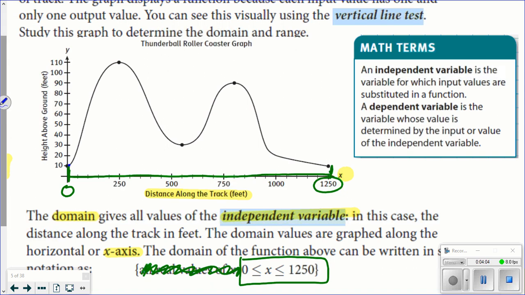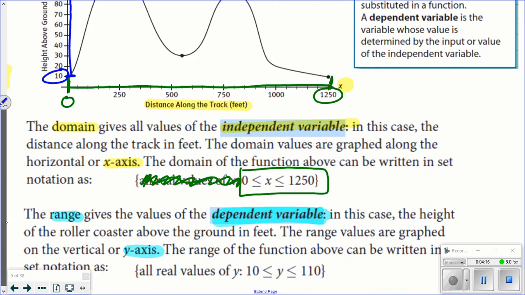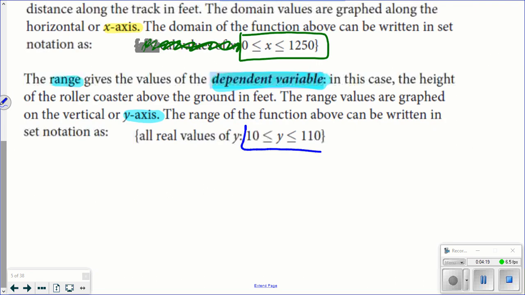So my graph starts down here at 10, and it goes all the way up to right here, which is 110. So those are my range values right here. There should be a fancy bracket, and we start at 10, and we're going all the way up to 110. So y is in between those two things, so notice that this is written as a conjunction again. Okay?